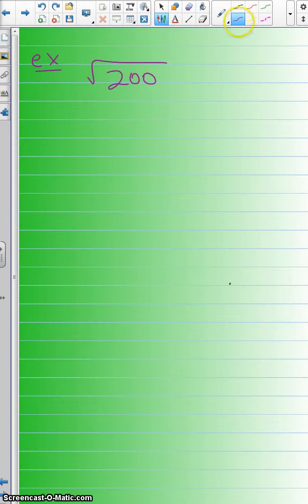I'm going to do the perfect square method first, and so I'm thinking about my perfect squares are 4, 9, 16, 25, on down. The one that I recognize that's going to go in there is 100 because my number ends with 2 zeros.